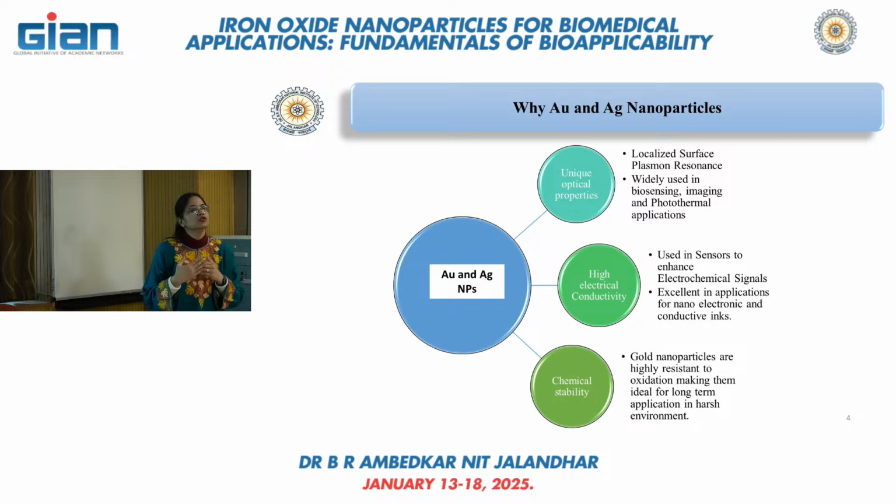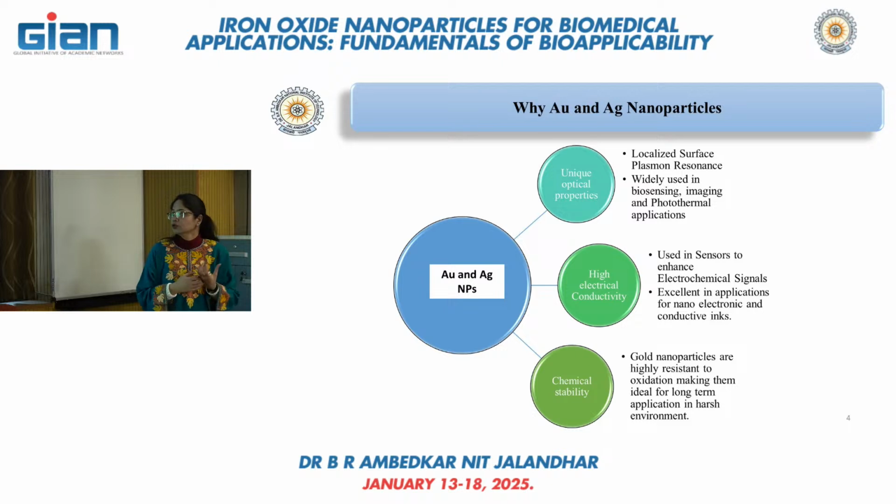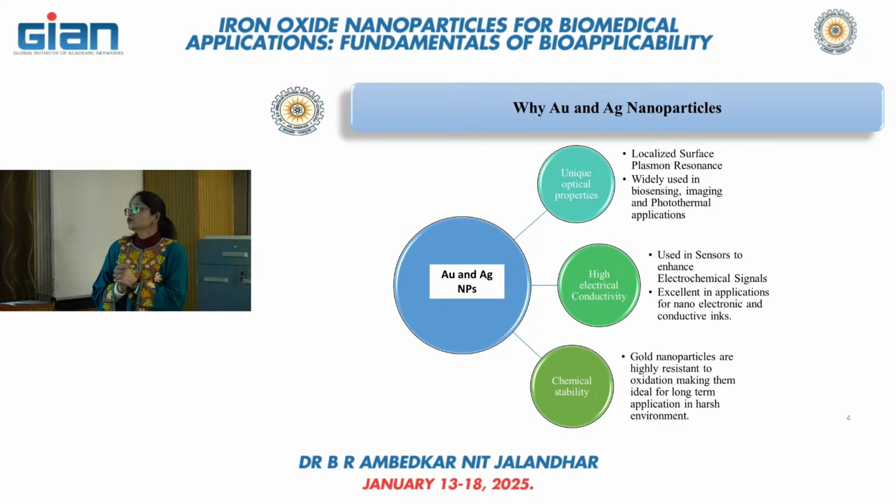Because of these unique optical properties, they can be used in biosensing as a biomarker, right? Biomarker means if you want to sense any bioanalyte in the human body. They are also used in imaging and other photothermal applications. Imaging is also related to spectroscopy, because there is a different color with a different size. So this is more or less related to the optical property of the material, right?